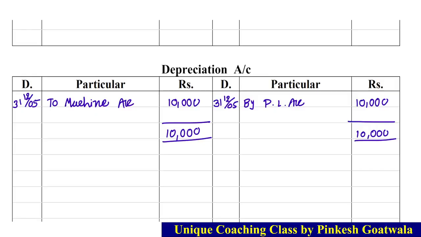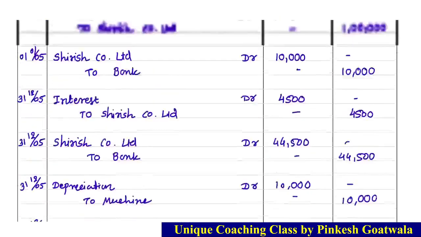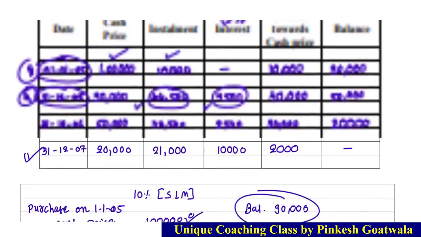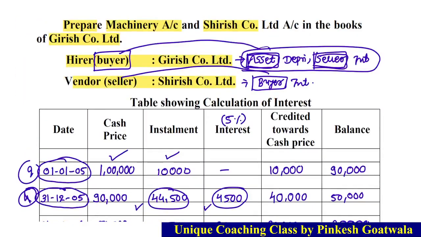Now in exam you have to just prepare the accounts which they ask. Here for practice I explain all the accounts. Actually in this question they ask only 2 accounts: asset and seller. But here for the practice I explain all the accounts, how all four accounts can be prepared in a shortcut form.